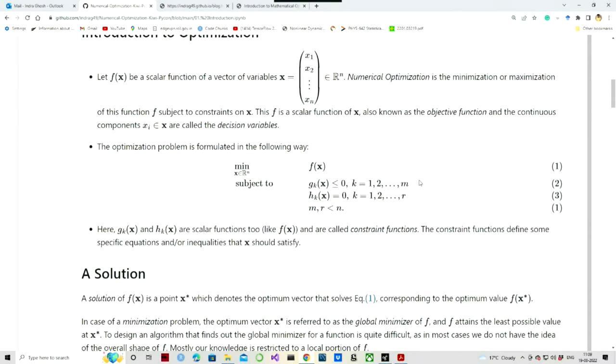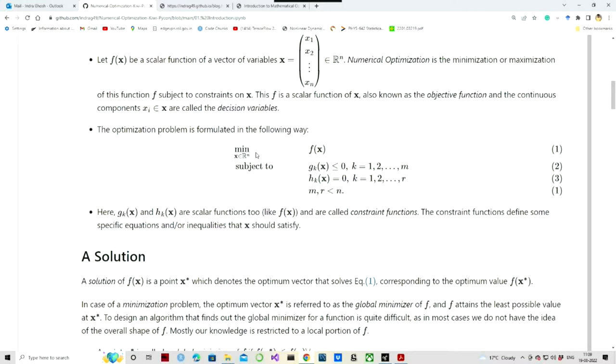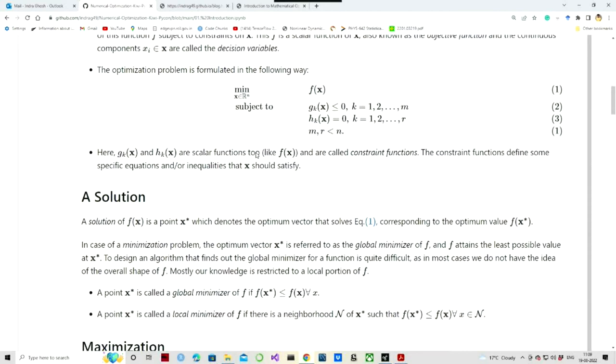And these xi's, so x1 to xn, are called decision variables. This is how you formulate it in mathematical terms. You minimize the function f of x, where x belongs to this n-dimensional Euclidean space, subject to these inequalities or equalities. These inequalities and equalities represent the constraints. But as I said, we are only dealing with unconstrained optimization here, so we won't spend much time on this.